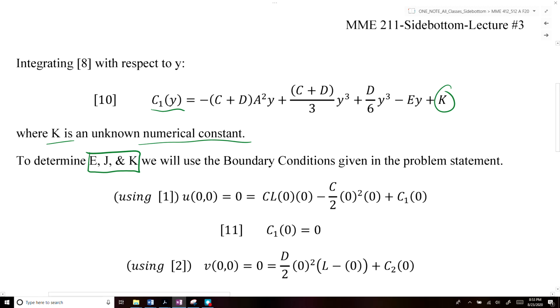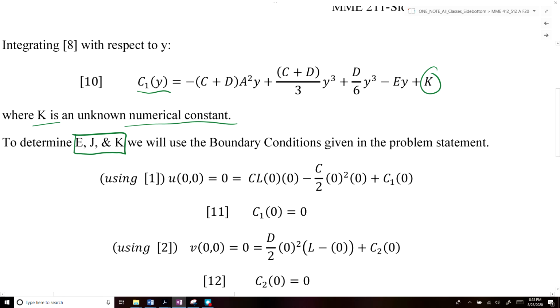problem. Okay. So in the boundary conditions of the problem, we know that at x is 0 and y is 0, the displacement of the x is equal to 0. So that's our boundary condition. So if we plug in equation 1, we know that we'll get that C1 of 0 is going to be equal to 0.